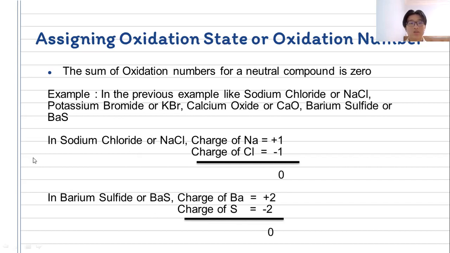To describe this more, for example, in sodium chloride, we all know that the charge of Na is +1 because it belongs to family 1A. So the charge of chloride is -1. Why? Because the neutral compound must be 0. So +1 and -1 result in 0. It is the same in barium sulfide. The charge of barium is +2 because it belongs to family 2A, right? So the charge of sulfur, to make it 0, must be -2.